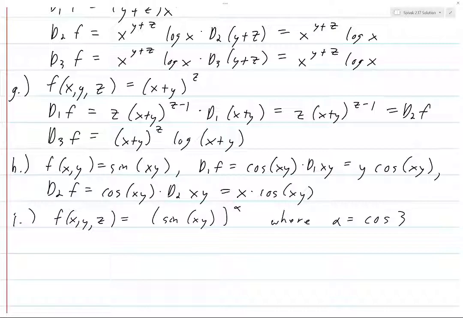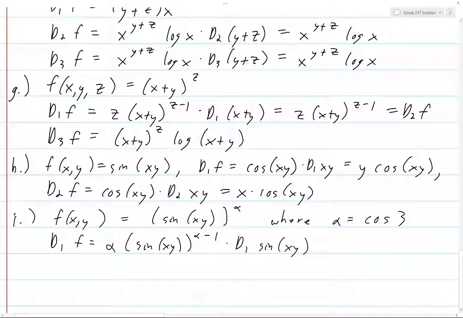Oh, this is not with respect to z. This is just x and y. Okay, so d1 of f equals... So we bring down the exponent, multiply by sine of xy raised to the power of alpha minus 1. And then we have to multiply by d1 of sine of xy. Oh, but we did that in the previous exercise, so this is not too bad. So this is going to be alpha sine xy to the power of alpha minus 1. Then what's the derivative with respect to x of sine of xy? Let's see, we ended up with y cosine of xy. So y cosine of xy.